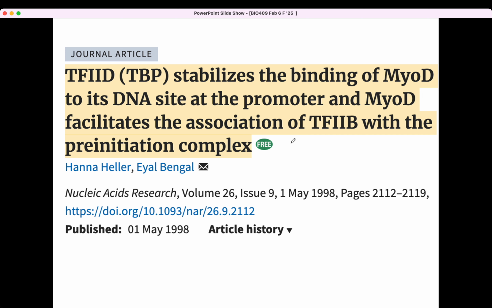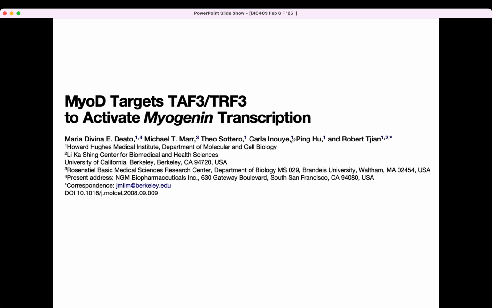Again, a slightly different name for TATA binding protein, because different scientists had studied it at the same time and wanted to promote their special name. TBP is the long-standing name. MyoD targets TAF3, TRF3, to activate myogenic transcription. Same thing, just another name for it.